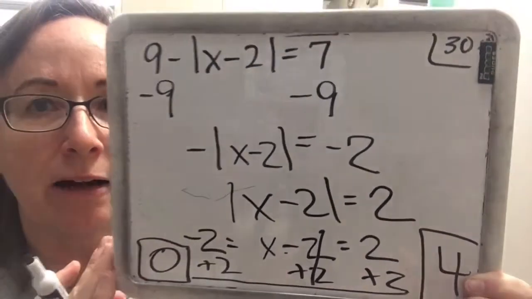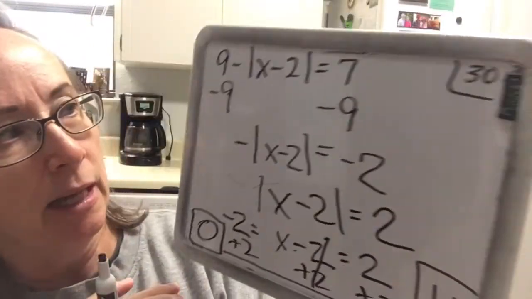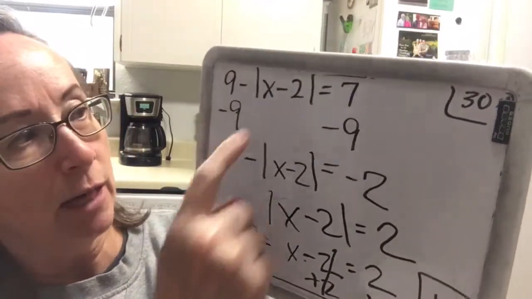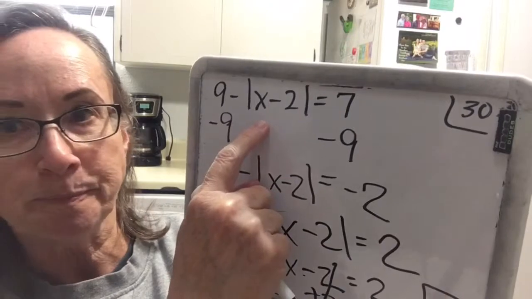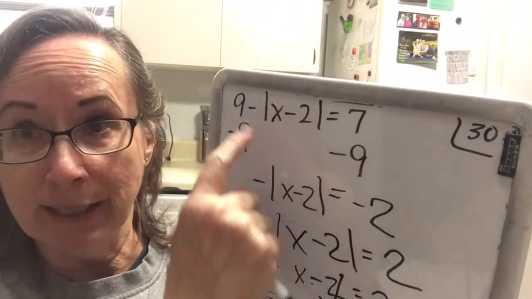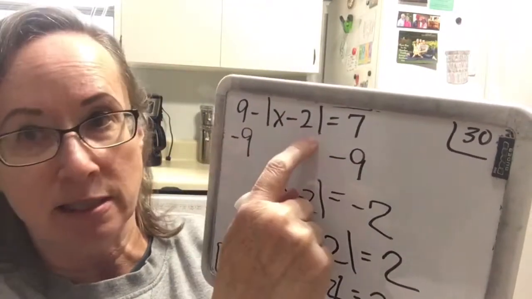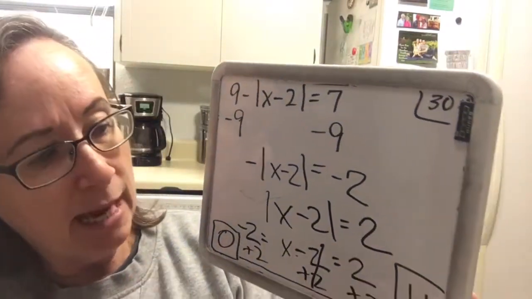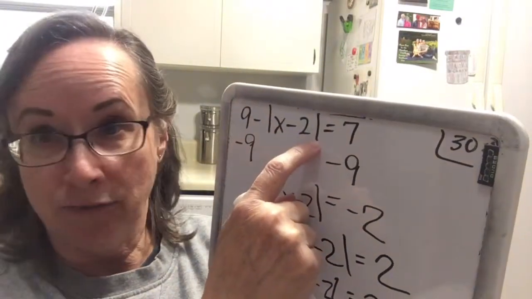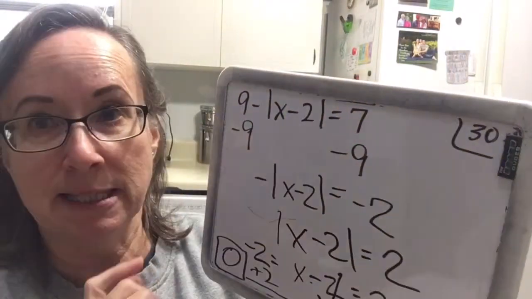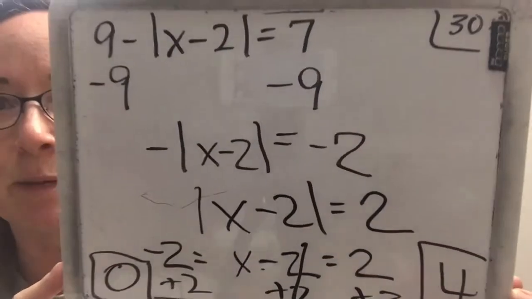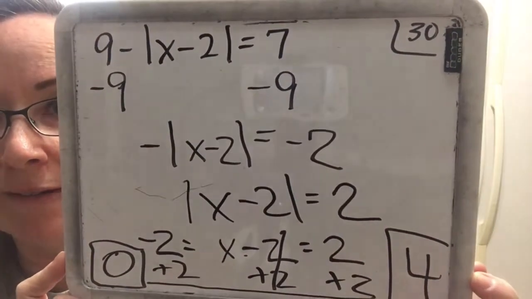Now, I have not been going back on the other problems, but I'm going to go back on this one. All of them should work. So I'm going to check. If I go back into my original equation and I plug in a 0, 0 take away 2 is a negative 2, but the absolute value of a negative 2 is a positive 2, and 9 minus 2 equals 7. Okay? If I plug in the 4, then I get a 4 take away 2 is a 2. And the absolute value of a 2 is a 2, and 9 minus 2 is 7. So both of these are going to work for you. There is number 30 on 3.5.